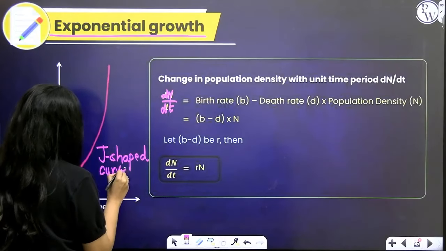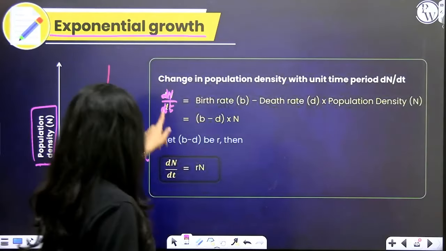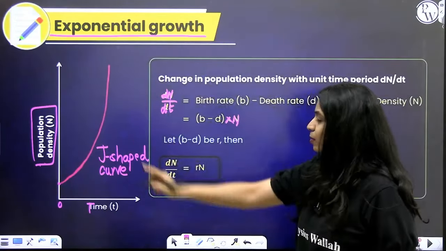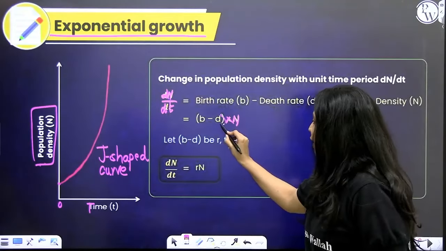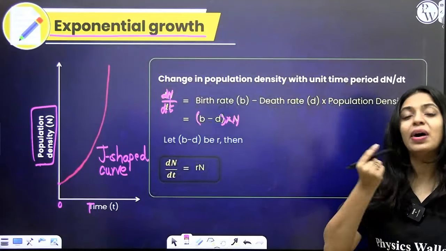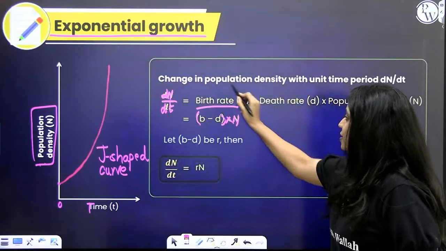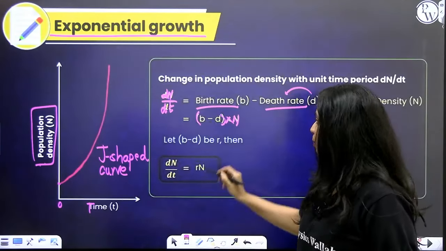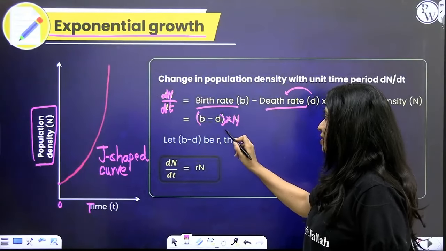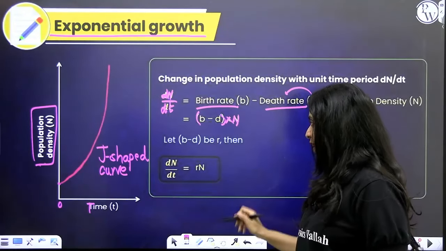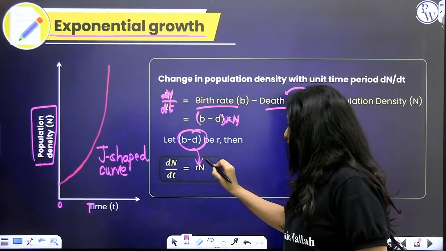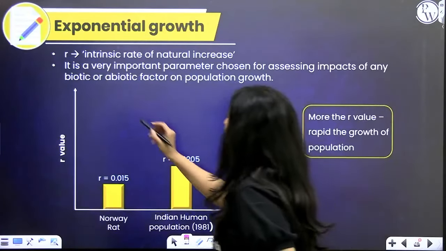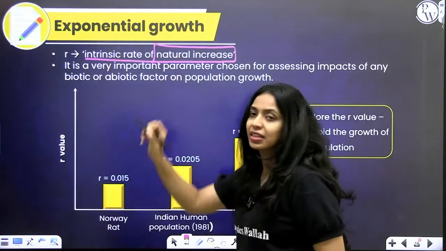And if you were to represent it in the form of an equation, here's what it's going to be like. dN by dt is equal to rN. What is N? N is the population density, multiplied by birth rate minus death rate. B stands for birth rate, D stands for death rate. Within that population over that time, B minus D, birth rate minus death rate, into N will give us the equation. B minus D can be represented as r. Now what is r? r is very, very important. r stands for intrinsic rate of natural increase.